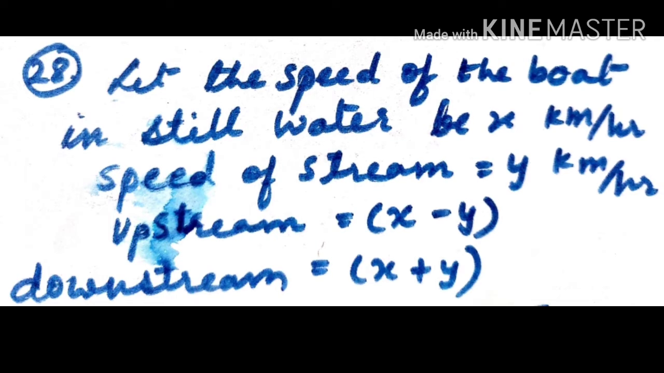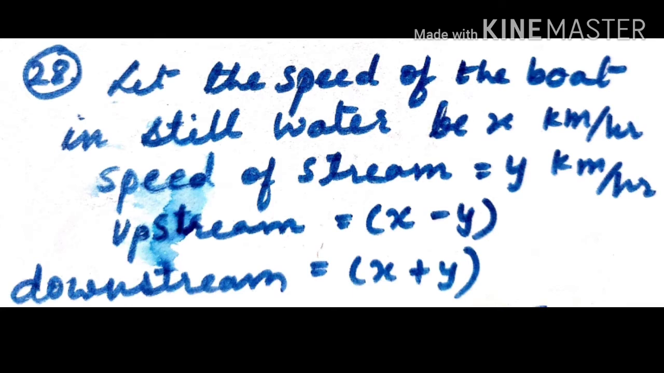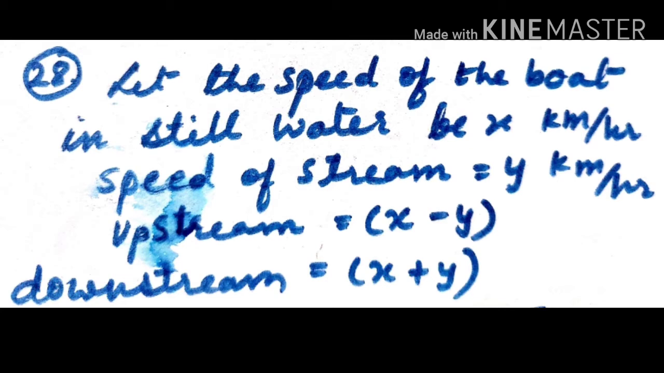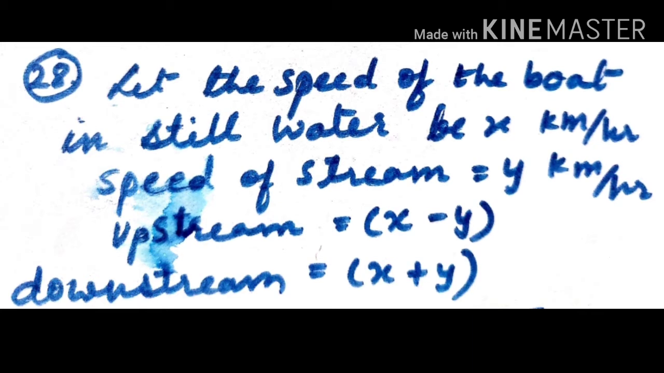A sailor goes 8 km downstream in 40 minutes and returns in 1 hour. Determine the speed of the sailor in still water and the speed of the current. Now first of all students, let me explain the terms given in the question, like still water. The sailor is the person who is sailing a boat, and still water means the water which is not moving, and the current or stream is the moving water. Sometimes it moves up, sometimes it moves down, that type of water is called current or stream.